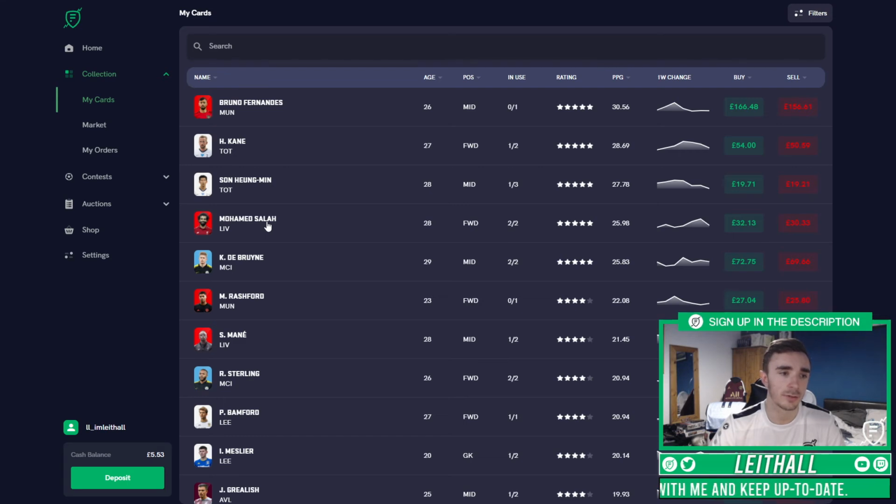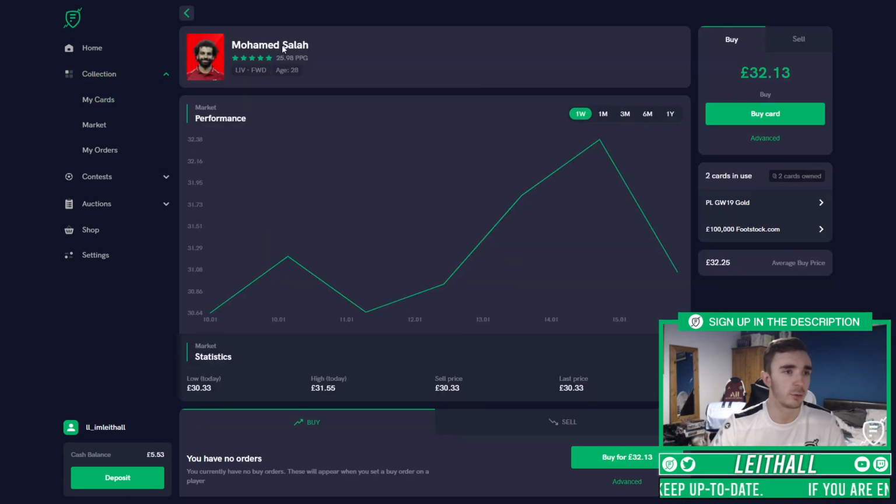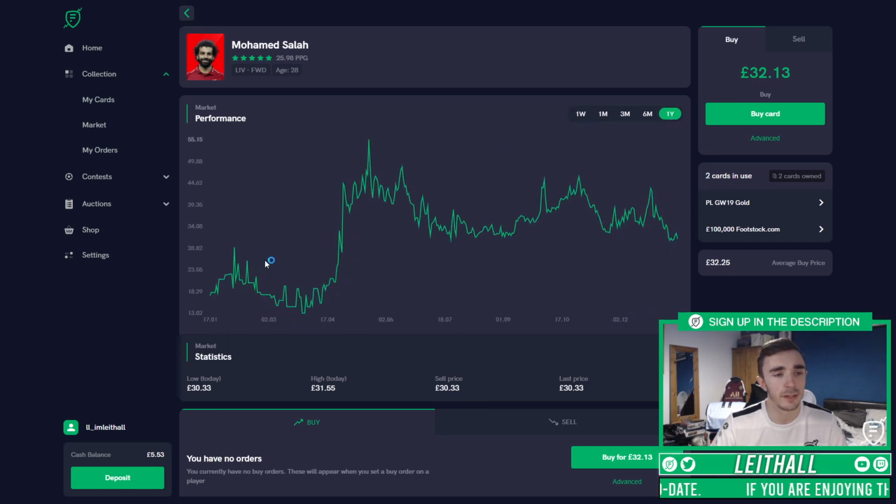So if I click into Mo Salah here, you get a slightly larger image and all the information that we've already seen about Mo Salah. We've got some more in-depth prices on the players, but here again you see a larger version of the 1 week graph. Also got options for the 1 month, 3 month, 6 month and 1 year graphs. 1 year graphs are always quite nice to look at on Footstock, because we know that Footstock had its initial boom in March, April of 2020.